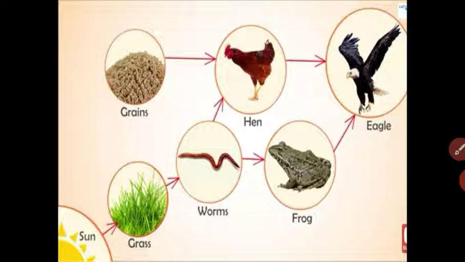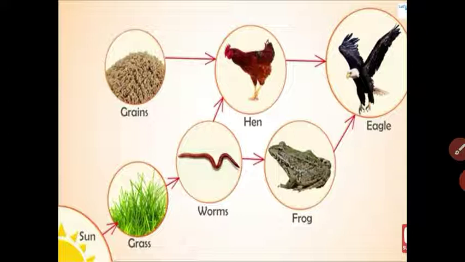See the hen. The hen eats grain and also worms. The food is obtained from plants and also from animals. So the hen is an omnivore. In the previous video we already studied what carnivores, omnivores and herbivores are. The hen is an omnivore because it obtains food from plants and also from animals.